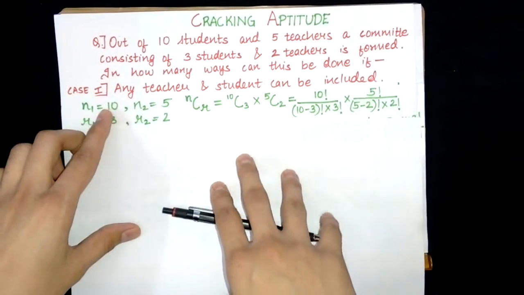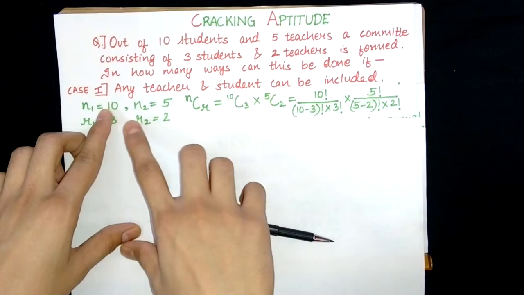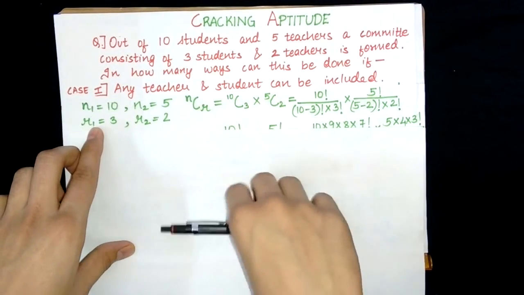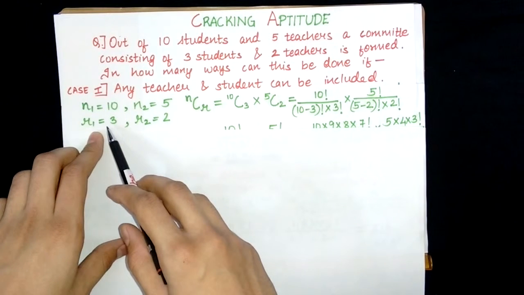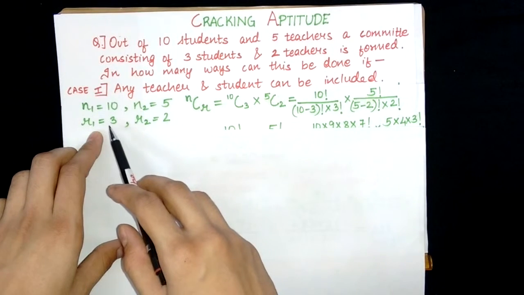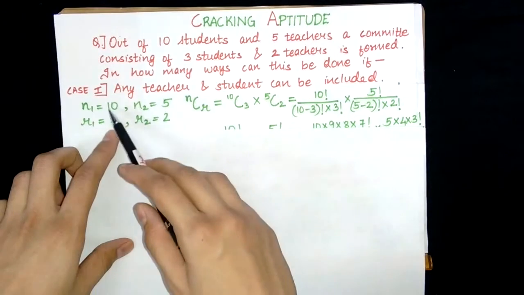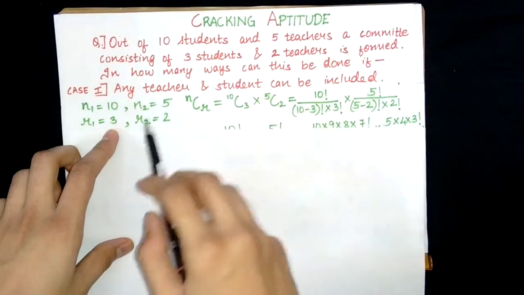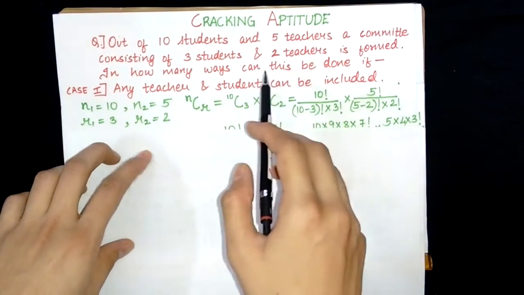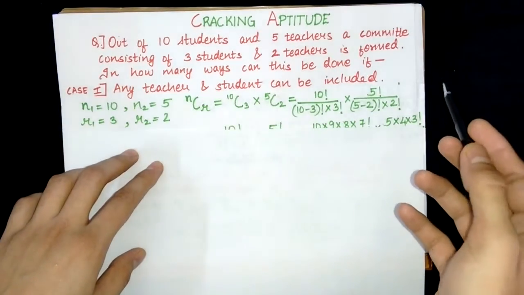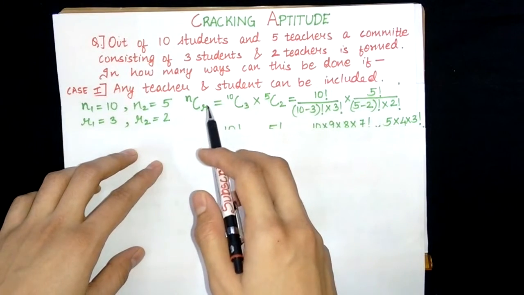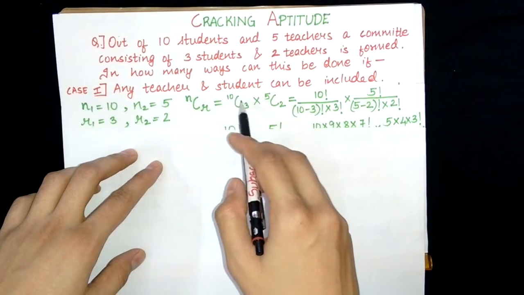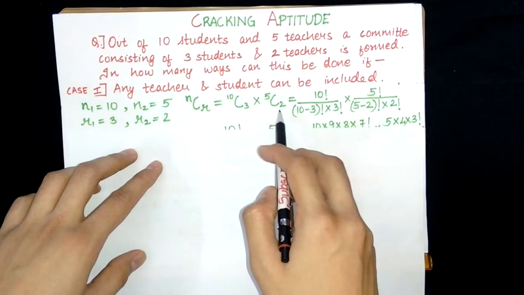Here N1 is 10 because the total number of students is 10. N1 represents students, and R1 represents the number of students that are supposed to be on the committee. So R1 becomes 3. N1 is 10, R1 is 3. Similarly, N2 is 5 because a total of 5 teachers are there, and R2 is 2 because any 2 teachers are supposed to be on the committee. So by the basic formula of combinations that we studied in the last tutorial, nCr would be 10C3 into 5C2.